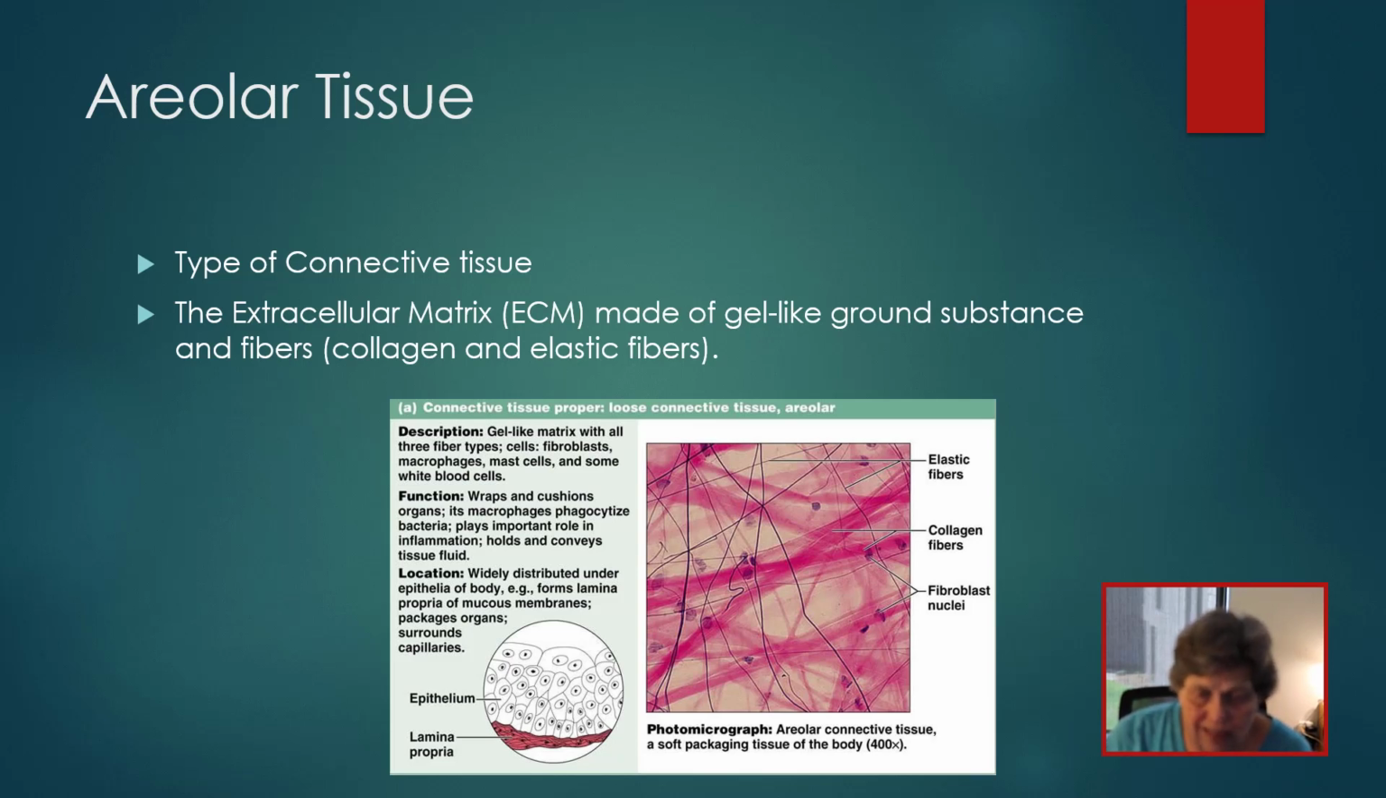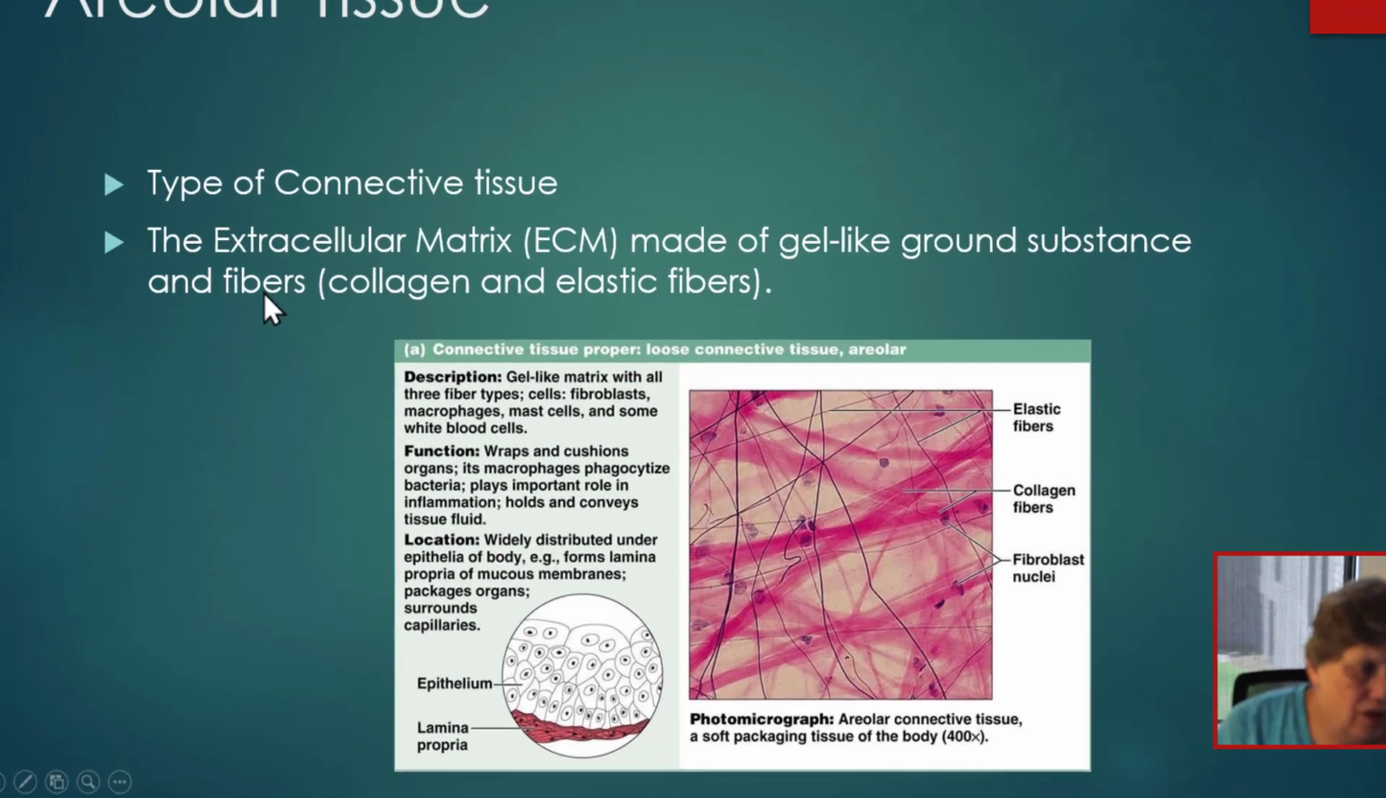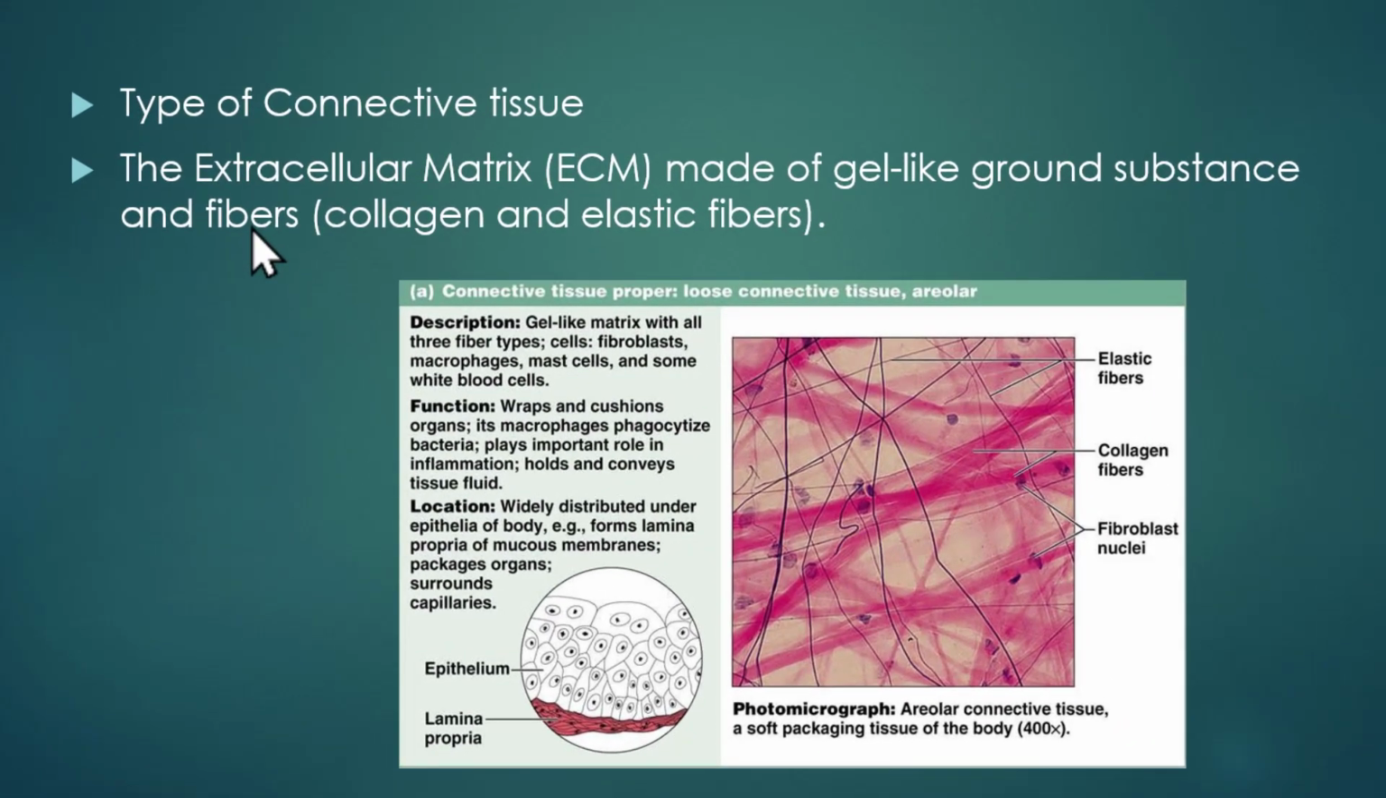You can see it's a gel-like matrix. This is really going to underlie a lot of the epithelial tissue that we just looked at. It has an extracellular matrix that's made up of what we call ground substance and these fibers, collagen fibers and elastic fibers. So the elastic fibers give us a lot of stretch, and the collagen gives us a lot of oomph in terms of structure. This is very widely distributed: mucous membranes, organs, capillaries, a lot of different places.